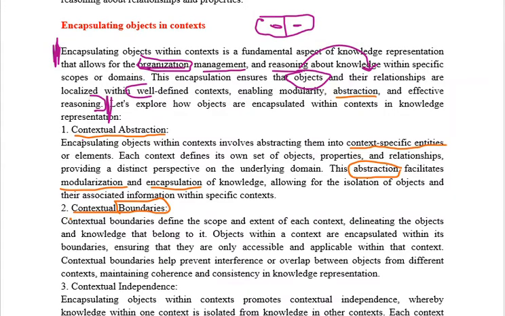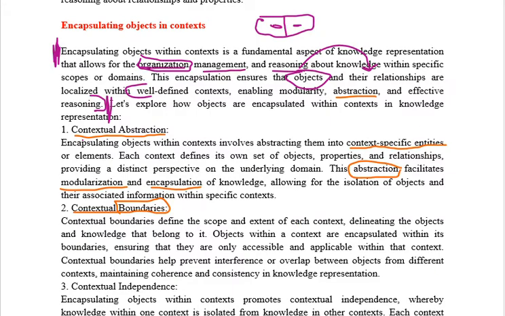Now let's understand what contextual boundaries are. They define the scope. Boundary is nothing but the scope. We have to stay in the scope only and not cross it. The scope of each context: if we take a particular context, we have to be within the boundary, within that particular scope only.